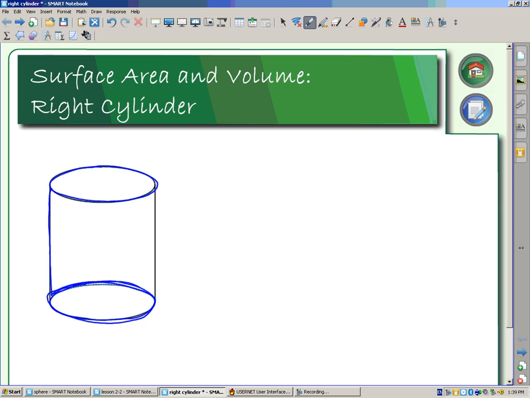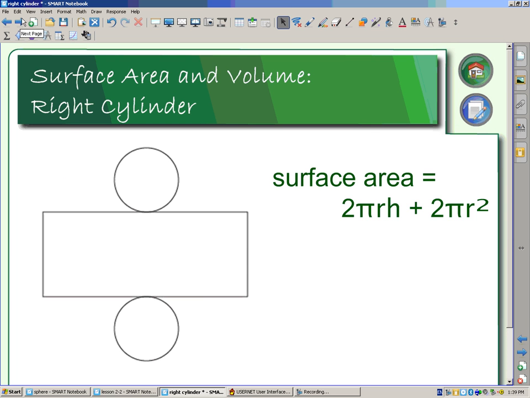So let's look at that as a net. If I take it apart, here is my circle, the bases, the top and the bottom. And when I pull it out, the circumference, the distance around here, if I was just to roll that circle along this rectangular path, that circumference is going to be the distance of that rectangle.